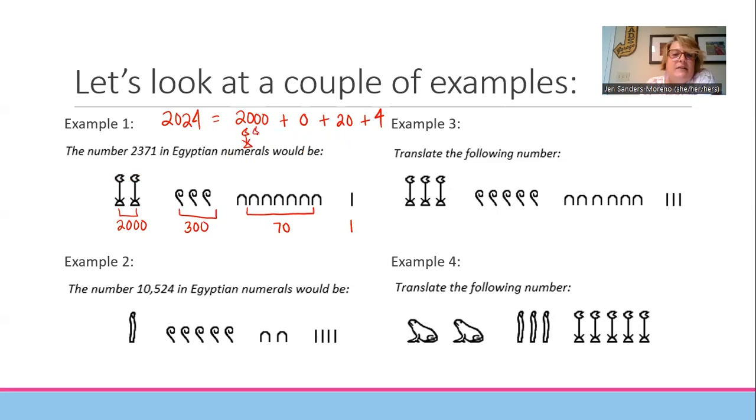All right, so there's 2000. We don't need any of the hundreds. For the 20, we would need 2 of those heel bones. And for 4, we need 4 of those 6. There you go. All right.